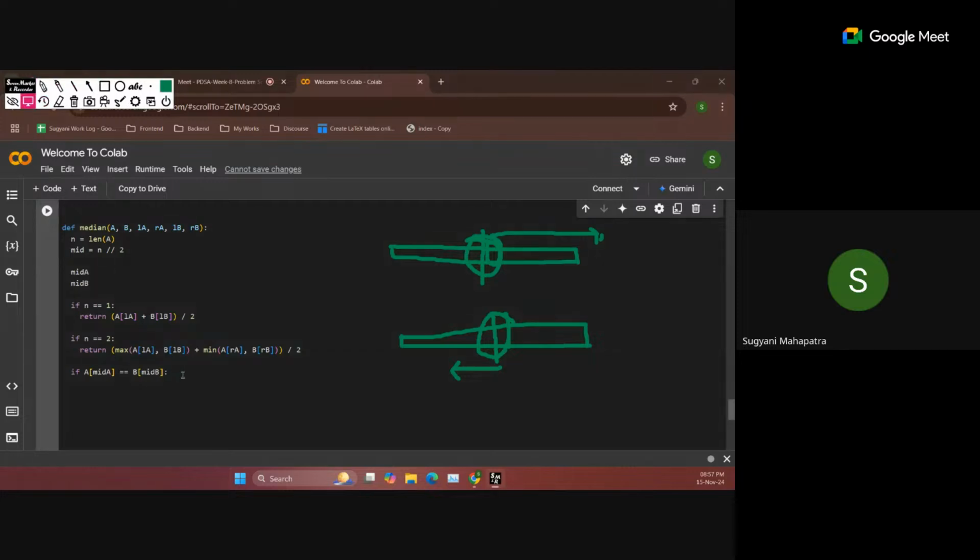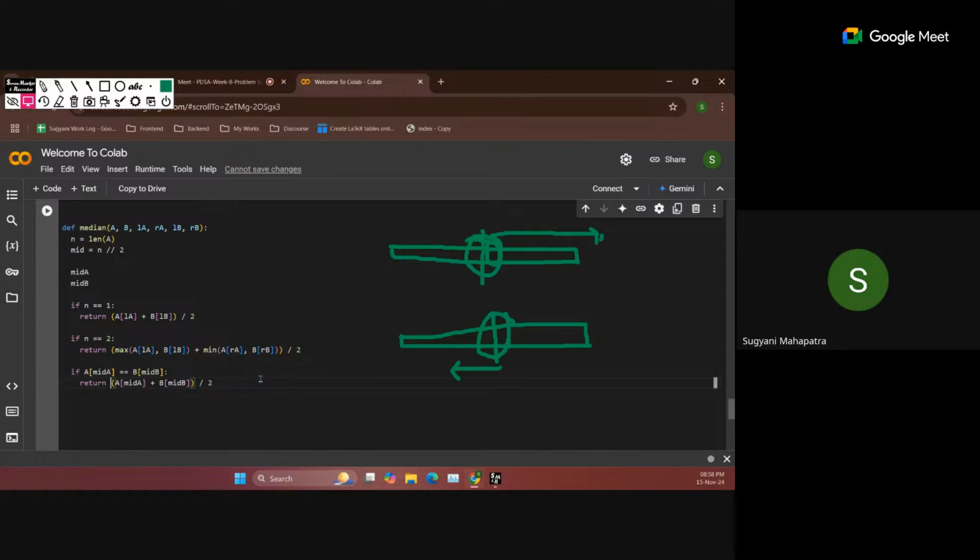Okay, then we can safely say that our median will be equal to the average of these two: A of middle of A plus B of middle of B, divided by 2. Okay, we can just return this.